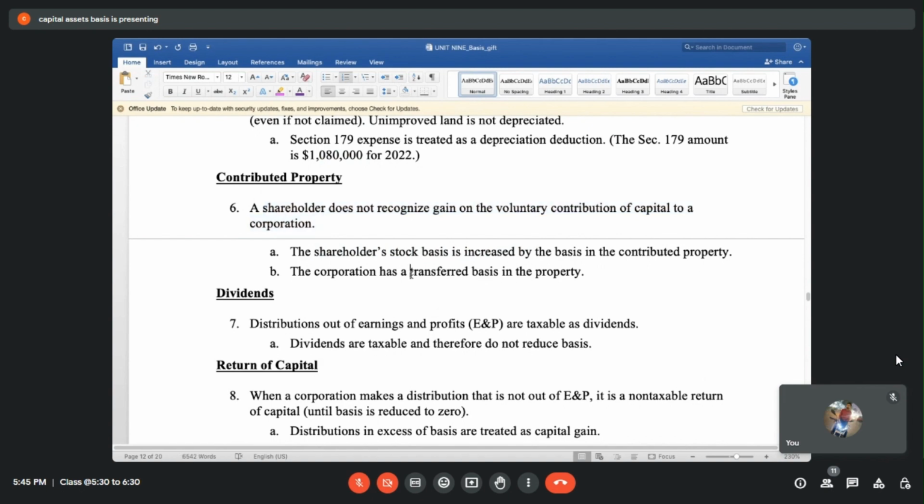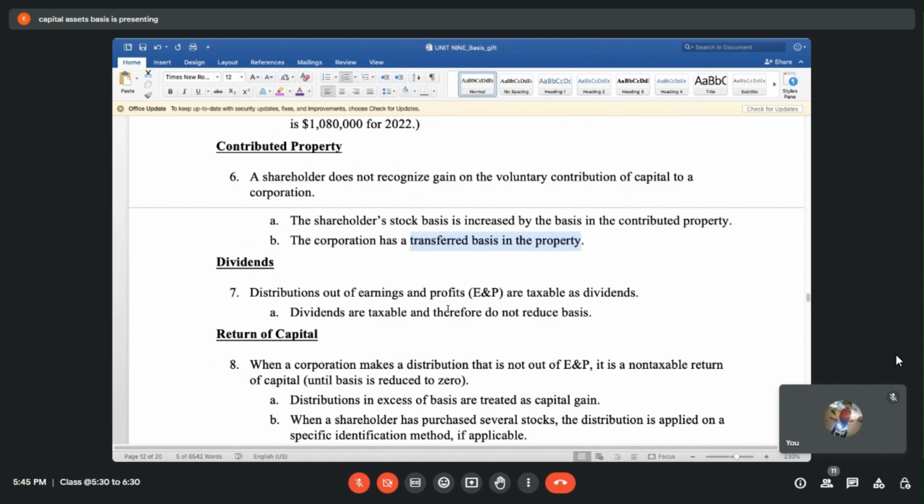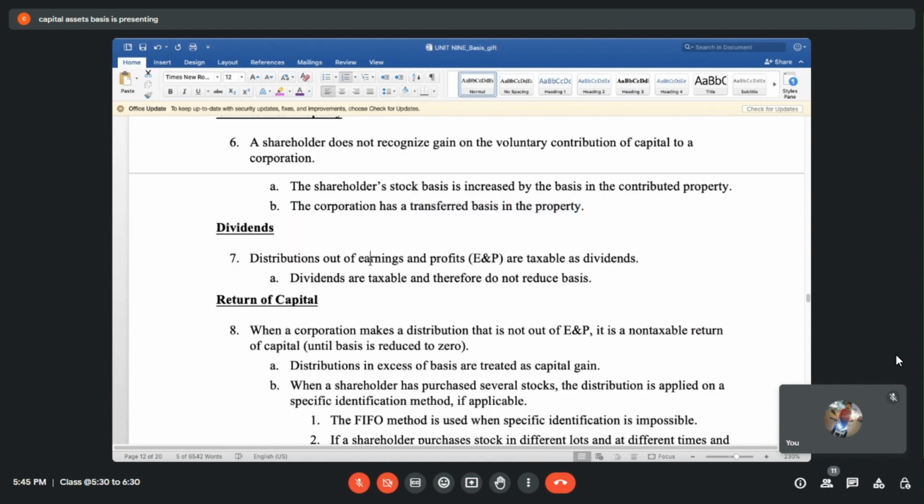So we have to see what will be the new basis in the property. Dividends, obviously, dividends out of earnings and profits are taxable. But if there are dividends which just change the per unit basis, not the aggregate basis, then they are not taxable. And if they come up as taxable, then they do not reduce basis. If something is coming up as taxable, it's not going to reduce the basis because it's a separate transaction. Nothing to do with basis.